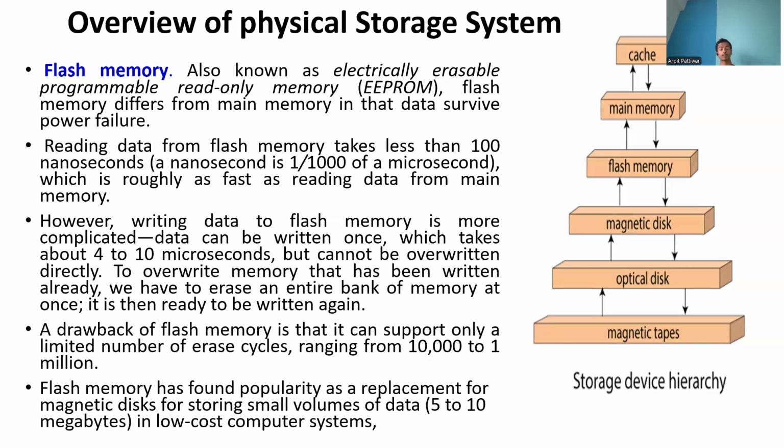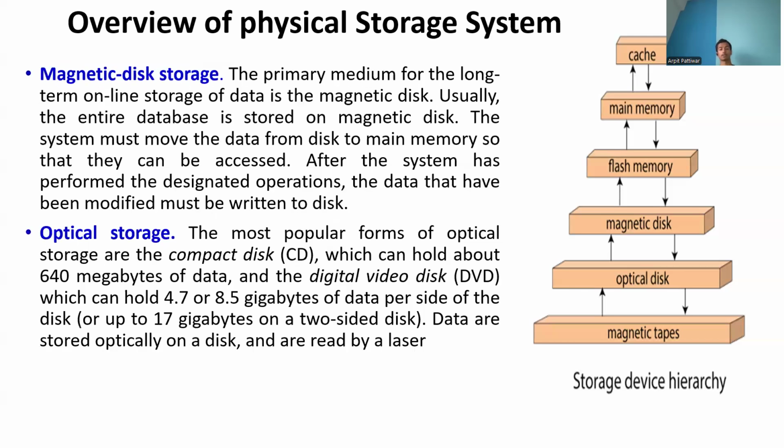A drawback of flash memory is that it can support only a limited number of write cycles, ranging from 10,000 to 1 million. Flash memory has found popularity as a replacement for magnetic disk for storing small volumes of data in low-cost computer systems. Magnetic disk. The primary medium for long-term online storage of data is magnetic disk.